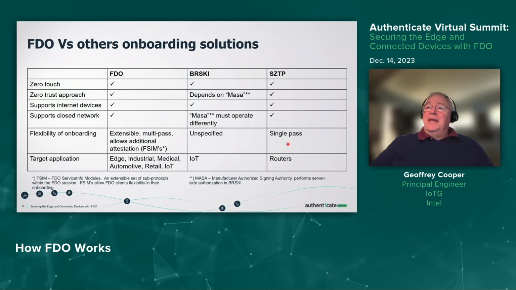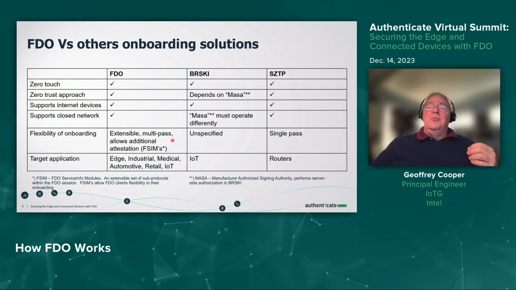In SZTP, you can specify specific files that are going to get downloaded. Some of the files would be intended to be booted up and update the software. And some of the files might be data files, okay? And often that's what you're doing for FDO. So SZTP is a pretty good mechanism, but the thing that FDO does is it actually has this FSIM mechanism that's actually a multi-pass mechanism.